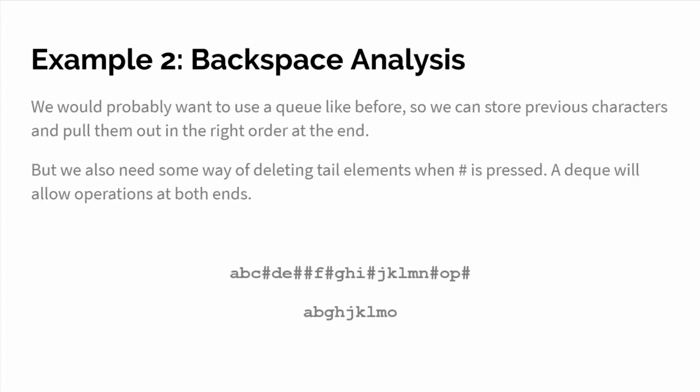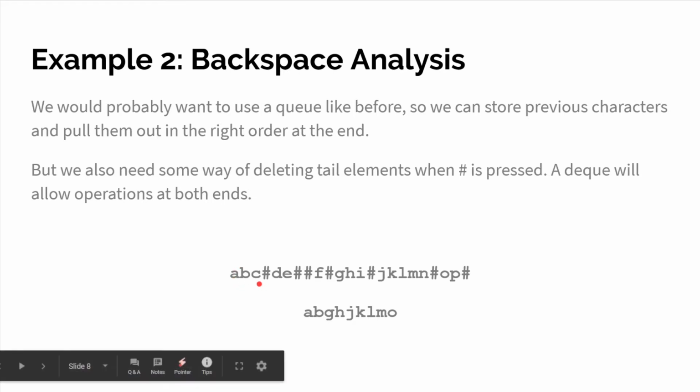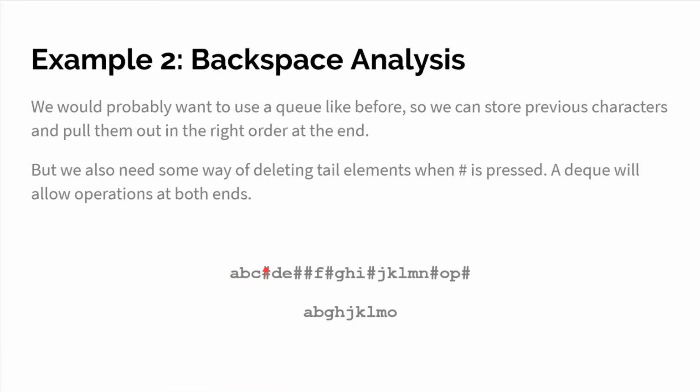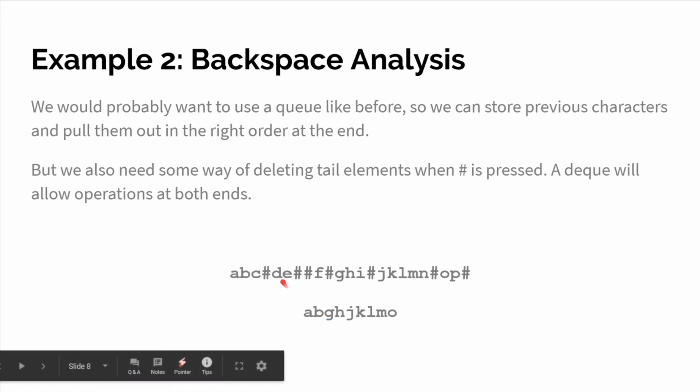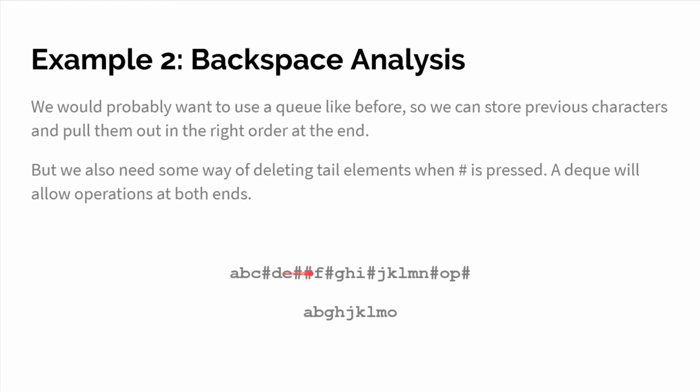Okay. So we would probably want to use a queue like before so we can store previous characters and pull them out in the right order at the end, right? But we also need some way of deleting the elements at the end when the sharp sign is pressed. So we can use a deque to allow operations at both ends. So again, in this example, we would have A, B, C in our buffer. And then when we press the sharp key, we would delete the last element, so there's no more C here. And you can see our final message is A, B, no C. D, E, delete the previous two letters, so these are also removed, etc., and you can see how this would go. Now let's see how we would code something like this.